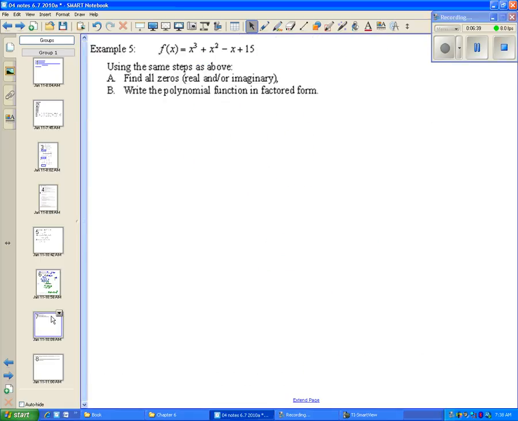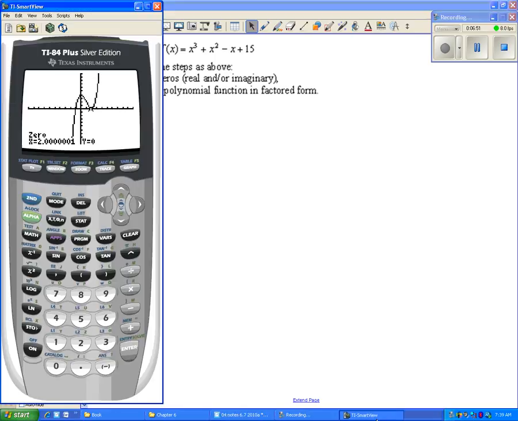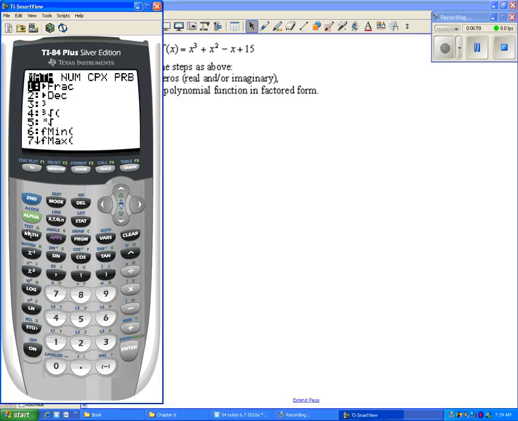Example number 5 says, using the same steps as above, find all zeros real and or imaginary. Write the polynomial function in factored form. Do the same thing. I pull out my handy dandy little calculator. I go to y equals. I'm going to hit clear just to be safe. Type in my function x. I'm going to hit math to get the cube, number 3. X cubed plus 2x squared minus x plus 15. Step back, make sure I didn't make a mistake.